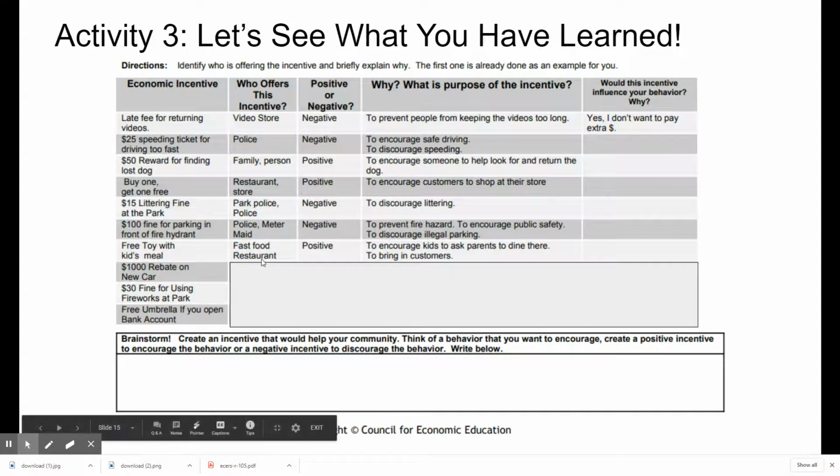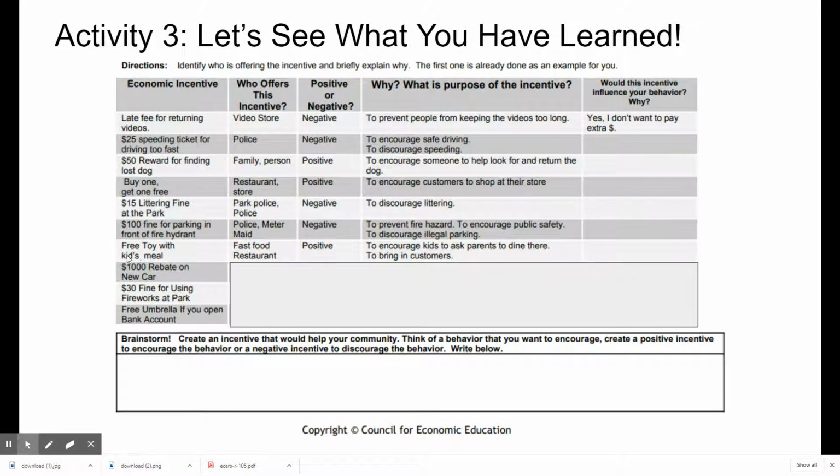If you said a fast food restaurant like McDonald's or Wendy's, you're correct. It is a positive incentive because people like getting toys. And the reason they do it is to encourage kids to ask parents to dine there and to bring in customers because they know that kids are going to want a free toy with their food. Would this influence my behavior? For myself, probably not as much because I don't play with toys very much, but I know that my son would be very influenced by this incentive.